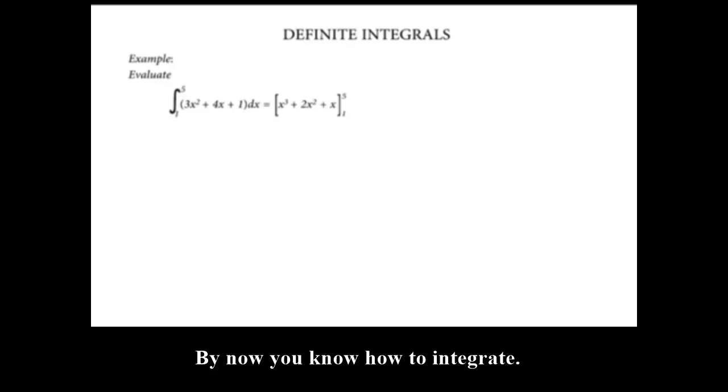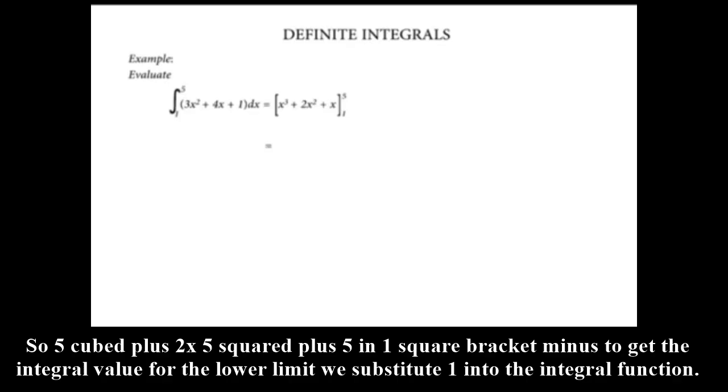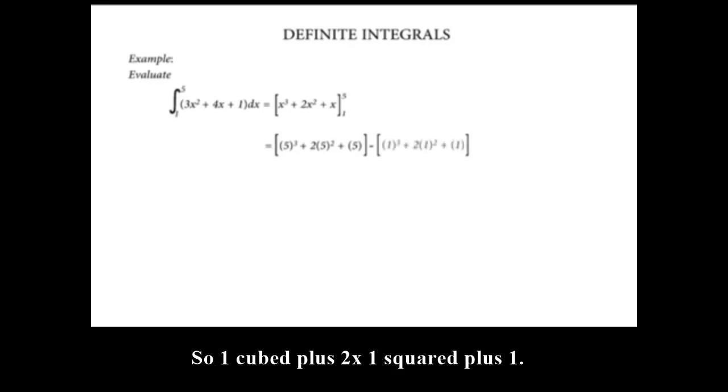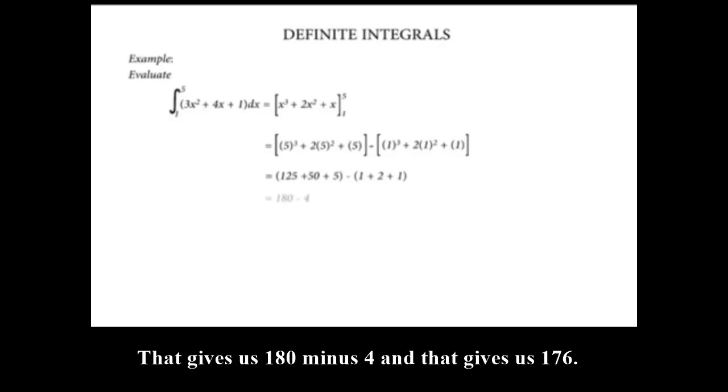By now you know how to integrate. Then we substitute and subtract. So to get the integral value for the upper limit, we substitute 5 into the integral function. So 5 cubed plus 2 times 5 squared plus 5 in one square bracket, minus, to get the integral value for the lower limit, we substitute 1 into the integral function. So 1 cubed plus 2 times 1 squared plus 1. So we shall have 125 plus 50 plus 5 minus 1 plus 2 plus 1. That gives us 180 minus 4, and that gives us 176.